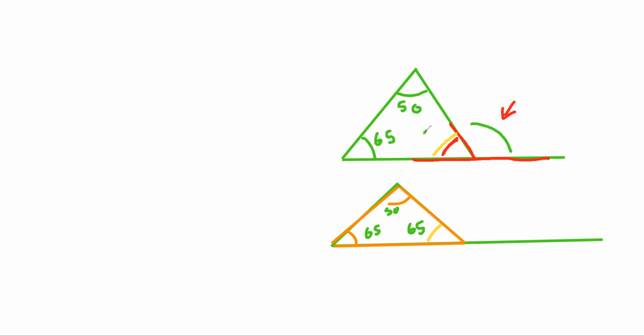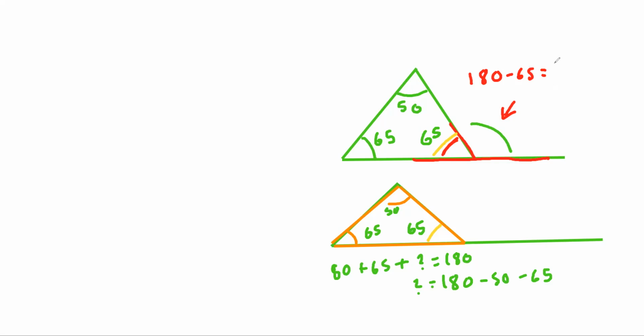And then up here, when I know this is also 65, I can then find what this one has to be, which is going to be the supplement of 65, right? So down here, I did also the supplement, but in a different way. I did 50 plus 65 plus what equals 180, and I found it also had to be 65. And then over here, this is going to be 180 minus 65, and that's going to get me 115.